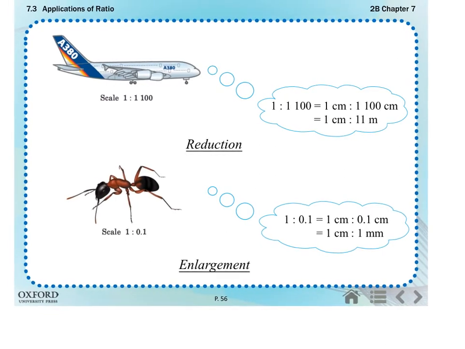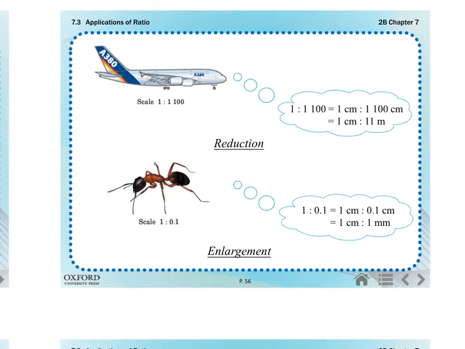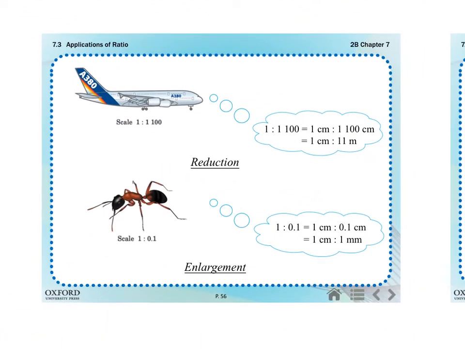So the scale means this one, 1 cm to 1100 cm, 1 cm equals 0.1 cm. And actually we mainly use this one. Just compare it with the same unit. In short, we simplify it by the same unit.